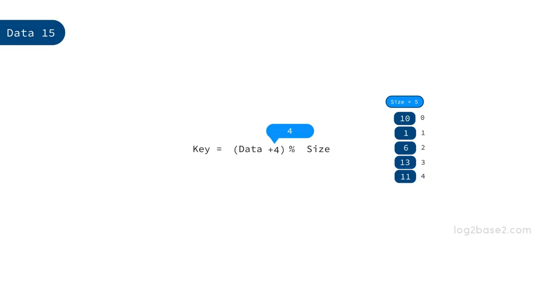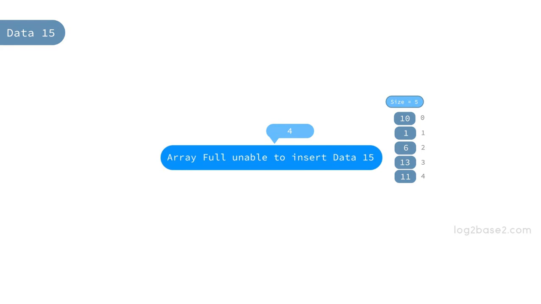And we have applied this data in this equation with i taking all the values less than size, and we did not find a free space. So we can understand that the hash table is fully occupied now. So this is how linear probing solves the problem of collision.